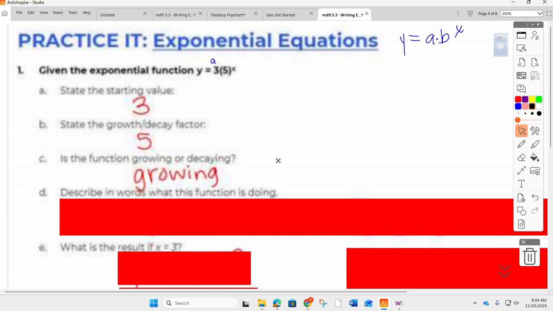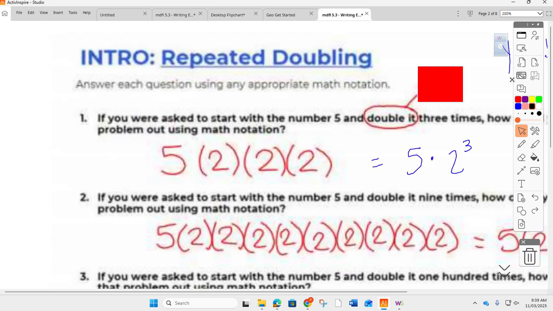Describe in words what this function is doing. So what would we say this function is doing, Ariel? It is growing, specifically, though. What would we say? Let's look back at this example here. It says, if you were asked to start with the number 5 and double it 3 times. So that's what's happening here. The initial value is 5, and we're doubling it 3 times. Does that make sense? Or multiplying it by 2 3 times. You could say it that way as well.